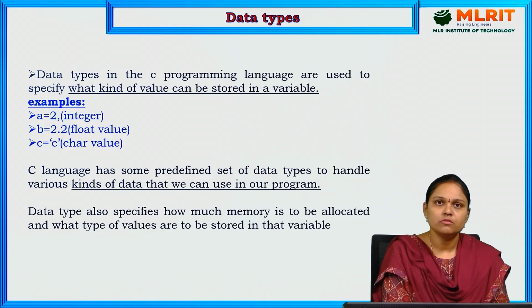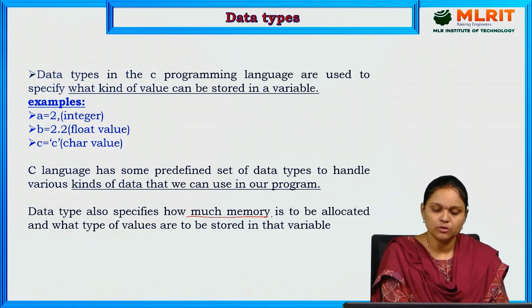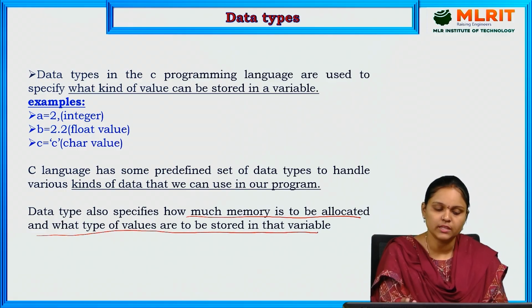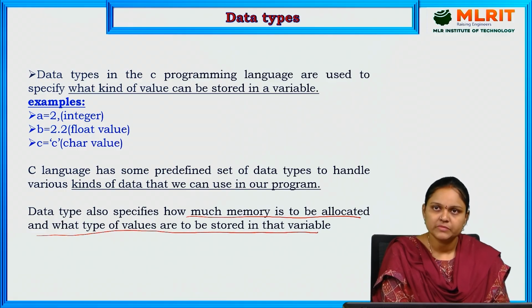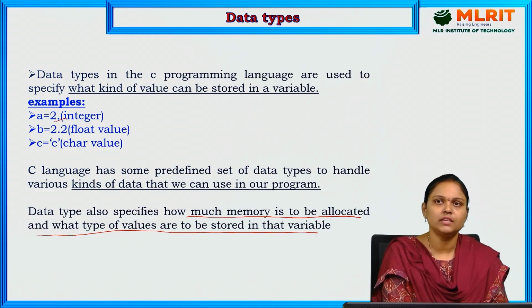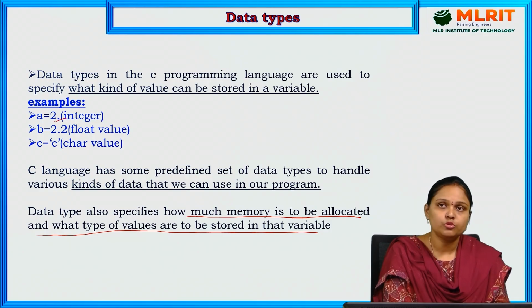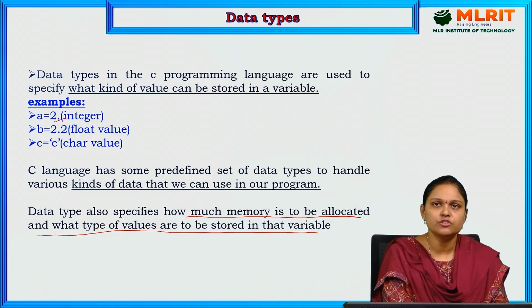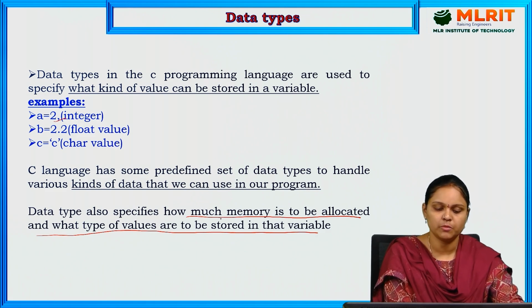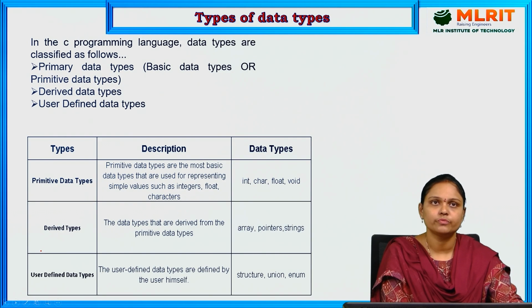The data type also specifies how much memory is to be allocated and what type of values are to be stored in that particular variable. For suppose, if we have given a = 2, 2 is an integer value. The 2 will be assigned to the variable a. To store that particular value, some memory will get allocated. So this is the point: it will tell how much memory is to be allocated to store that particular value.